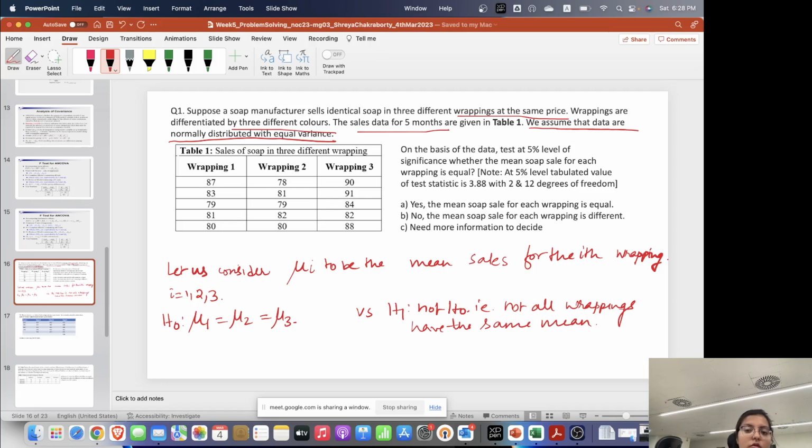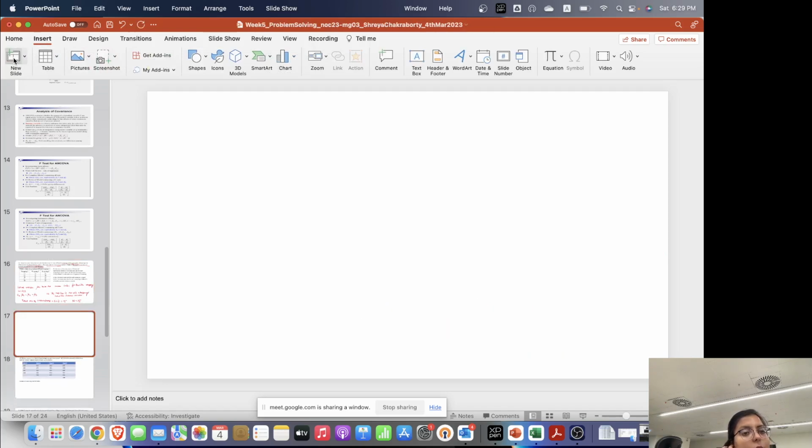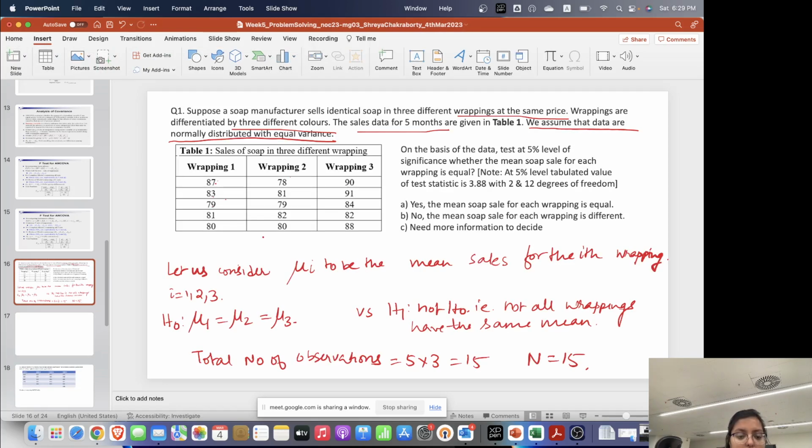Okay. So, then how are we going to proceed with this? What is the total number of observations here? We have 3 groups and 5 observations in each group. So, here we have 15. Okay. So, n is 15. This is fine. Now we are going to compute the sum of squares between and sum of squares within.